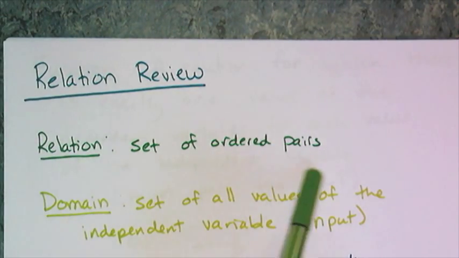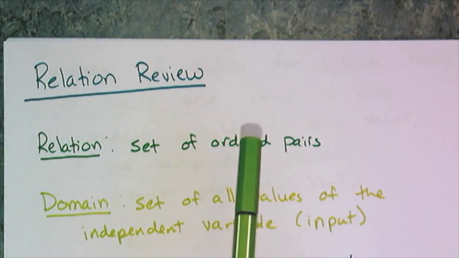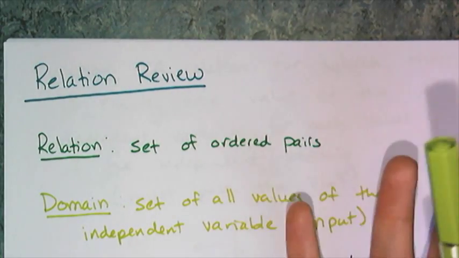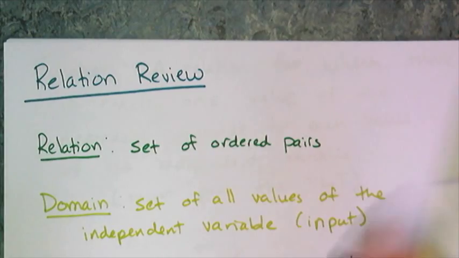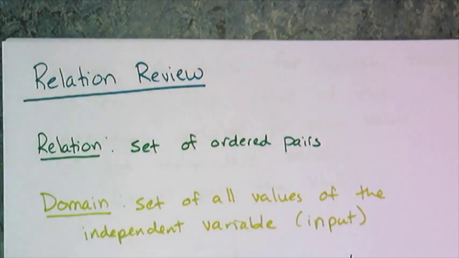It is the set of ordered pairs, and that is it. It's just any set of ordered pairs. And the ordered pairs can be represented as an equation, a table, a graph, whatever. And we're going to definitely look at things that are not functions like the conic sections.